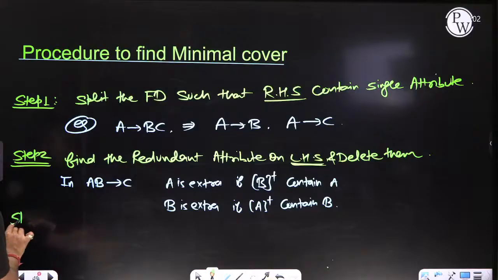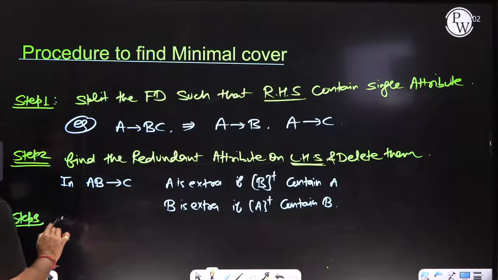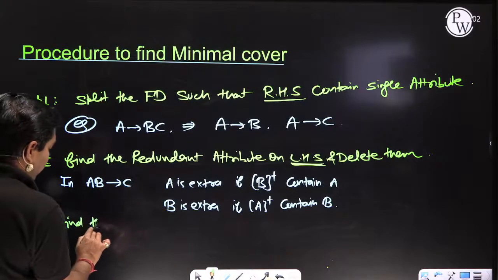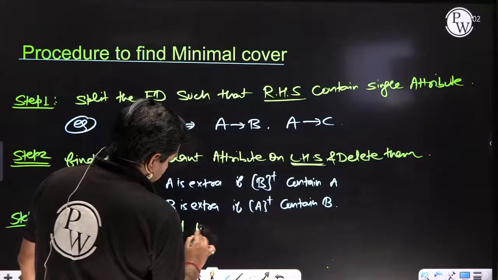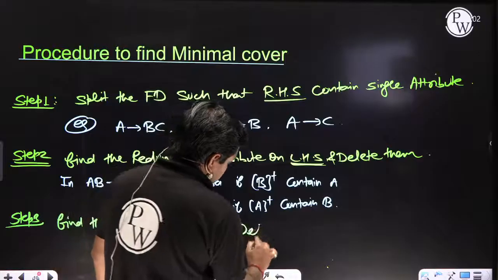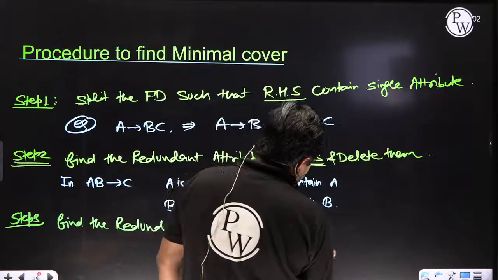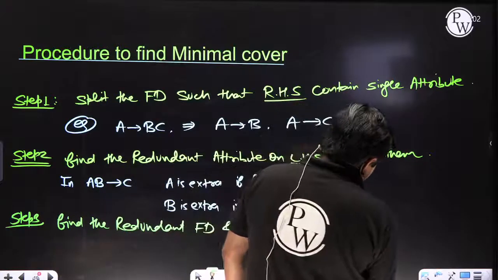Then step 3. Find the redundant FD and delete them from the FDs.